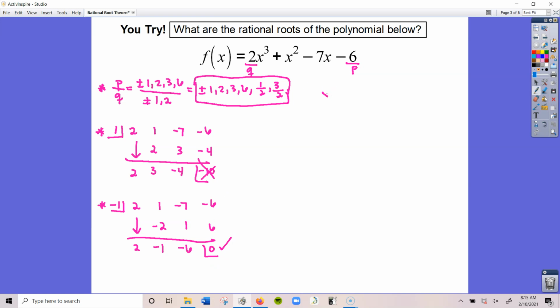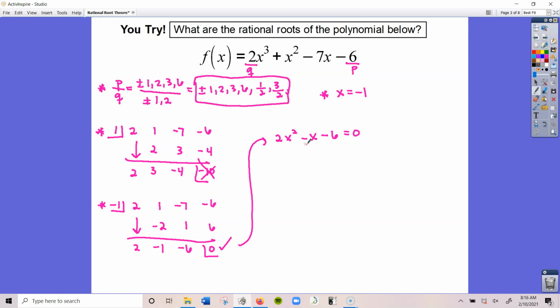So I'm going to start my list up here. So x is equal to negative 1 is one of my roots. Now again, this is a cubic function. So that means that this answer here is a quadratic. So I can write this as 2x squared minus x minus 6, and we're going to make it equal to 0.